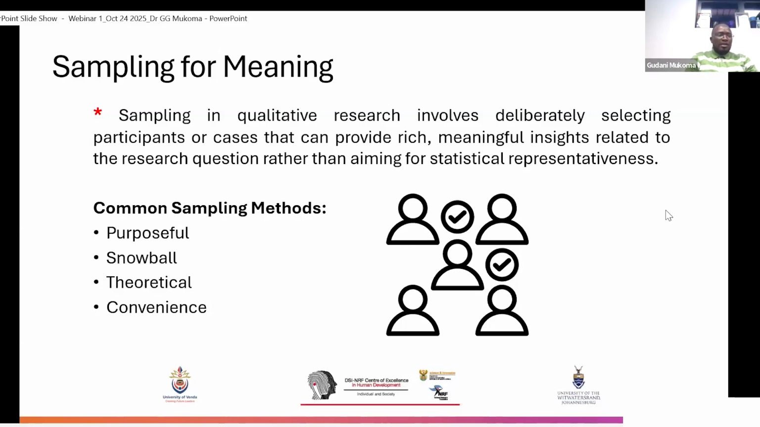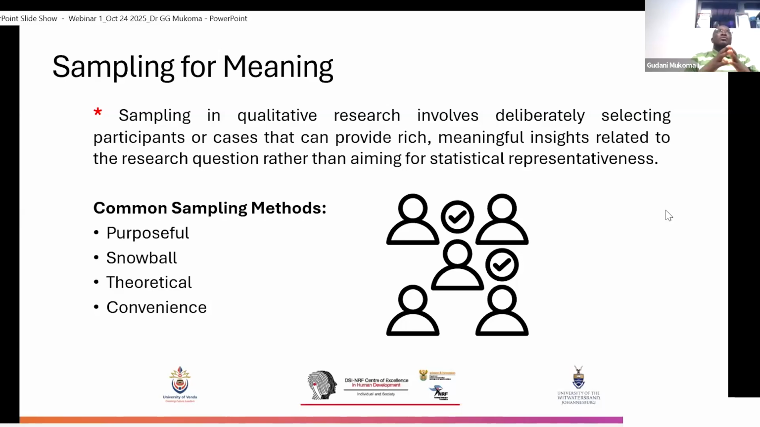And the first one being purposeful sampling. So with purposeful sampling, participants are chosen intentionally based on a specific trait or knowledge that matter to the study. So what this means is that it's not everyone that can be a part of this kind of study.